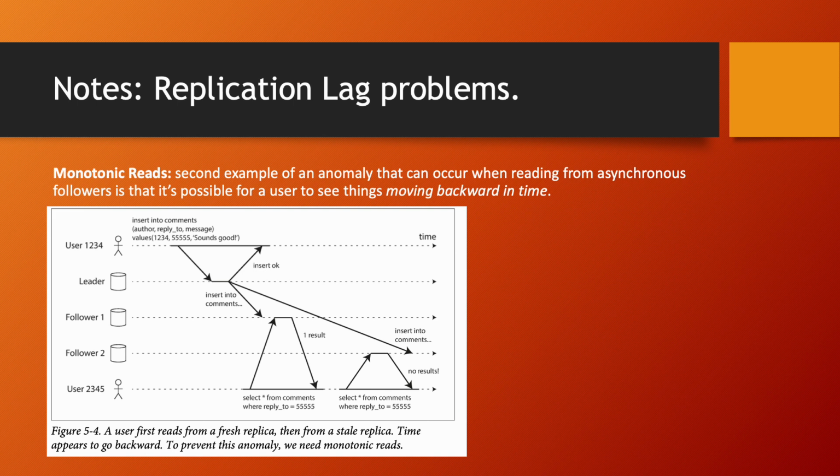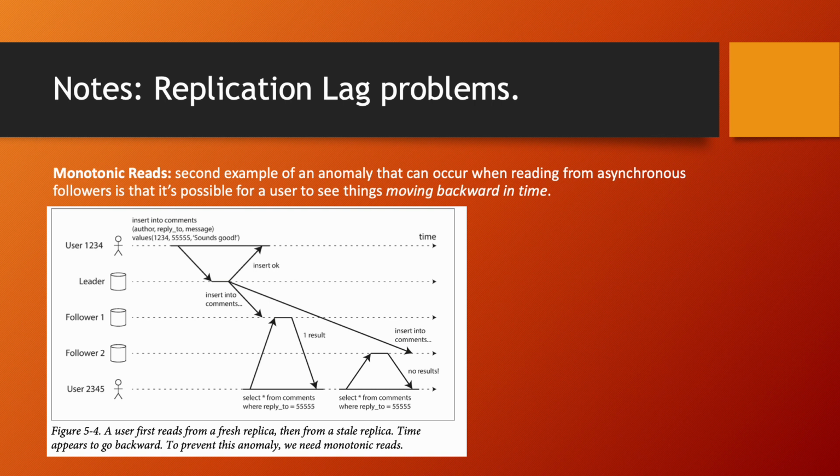Continuing with replication lag problems, we have monotonic reads. The second example of an anomaly that can occur when reading from asynchronous followers is that it's possible for the user to see things moving backward in time. Continuing with the same example here, user 1234 wrote to the leader, it got accepted, and then a success was sent to the client, and then follower 1 and follower 2 were scheduled to get asynchronous updates.